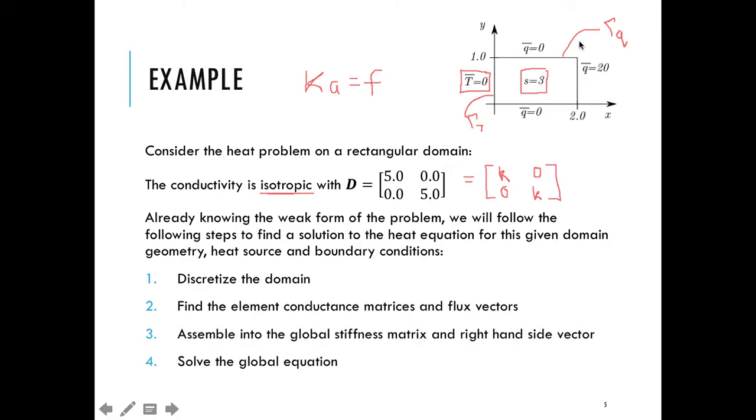I'll discretize the domain. Then, over my triangular elements, for each element I'll find my conductance matrix and my flux vector. Okay, so we'll start by solving the problem element-wise. Then I'll assemble it into the global stiffness matrix and my global right hand side vector. Once I've got the assembled problem, I can solve that global equation after inserting the boundary conditions into it. Great, okay, so let's start.